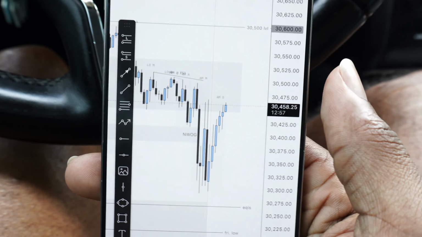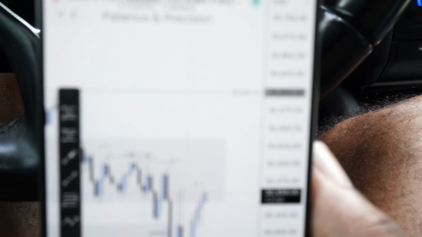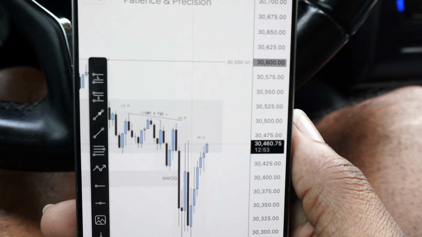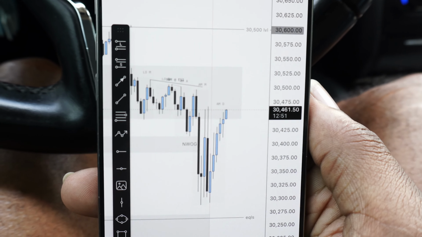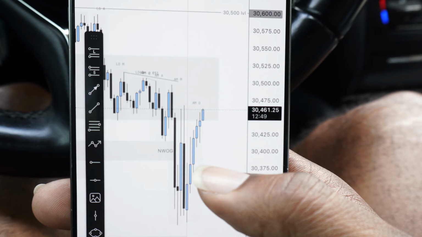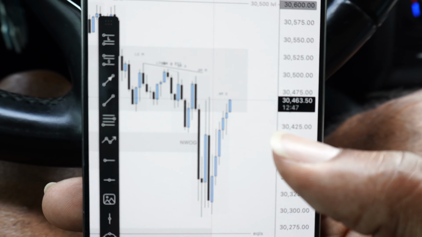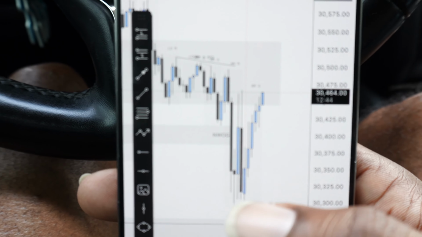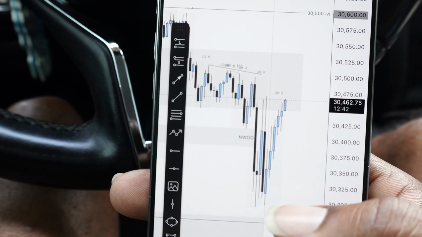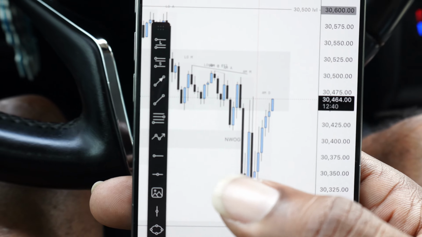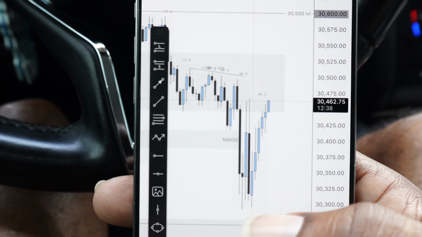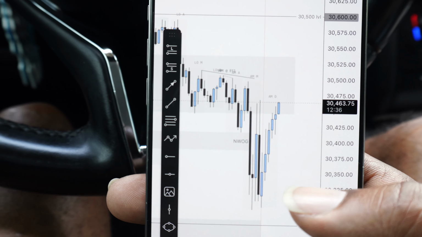So look, what I got marked out. Y'all see that big rectangle box right there? That is a 4-hour FVG. I missed marking that earlier. We want that to act as resistance because we already pushed all the way down through it, and now we're coming back up to it. We pushed back through the new week opening gap that we set at Sunday's open.